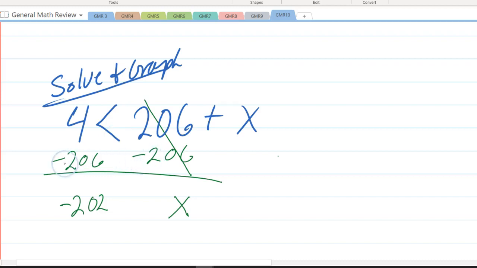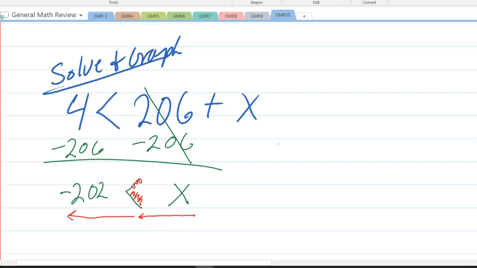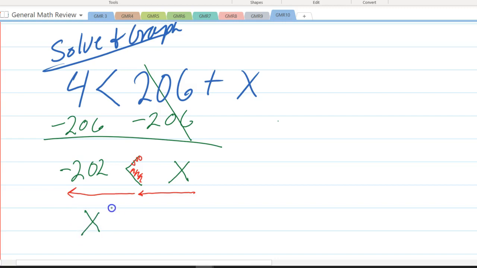Now, the inequality is facing to the left. I subtracted across both sides. The inequality is going to stay the same because I did not multiply or divide. However, I always need my x on the left-hand side. So I'm going to write it backwards. We start with the x, then we write the alligator, and then we write the number. Notice the alligator is eating your x. So when we redraw this, the alligator has to keep eating the x. It's going to look like this: x is greater than, because it's being eaten by the alligator, negative 202.